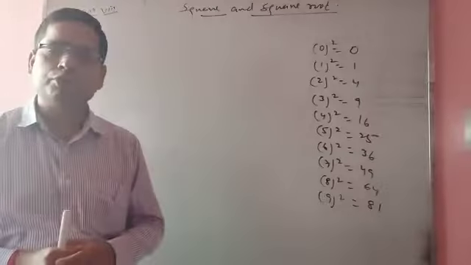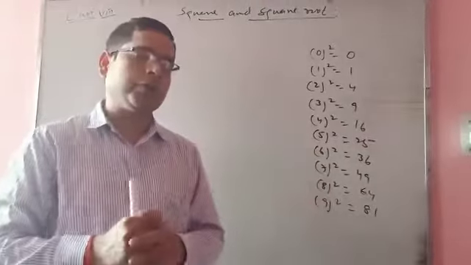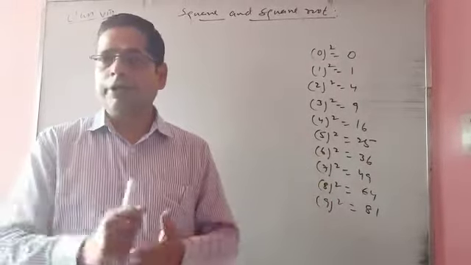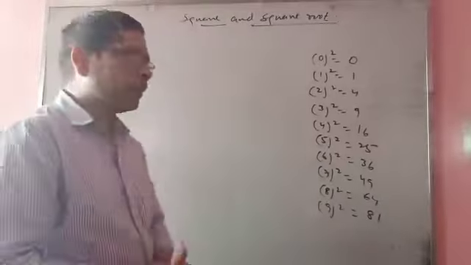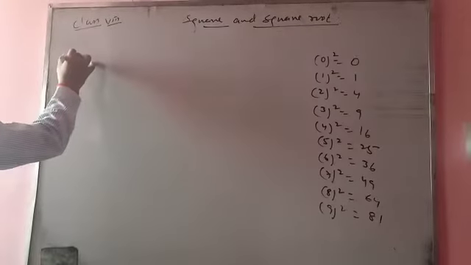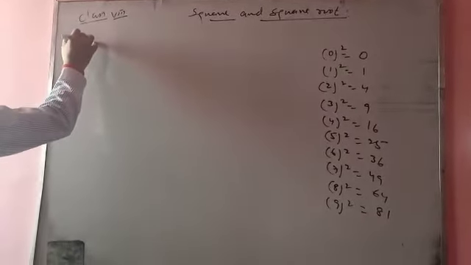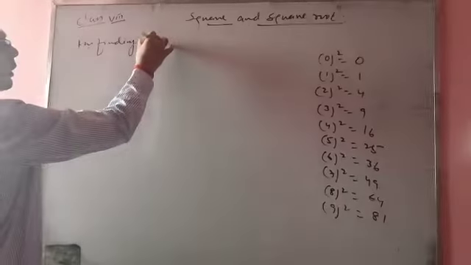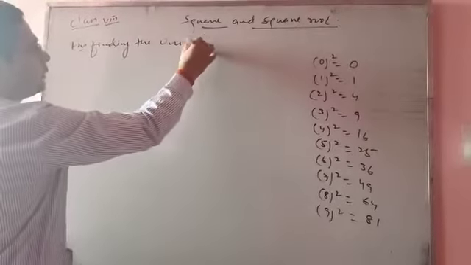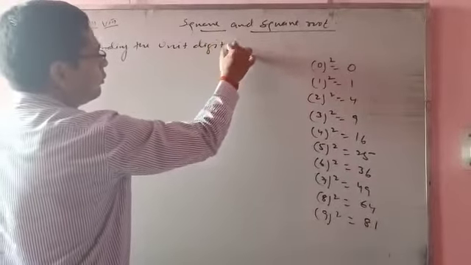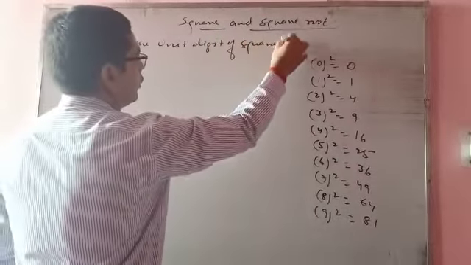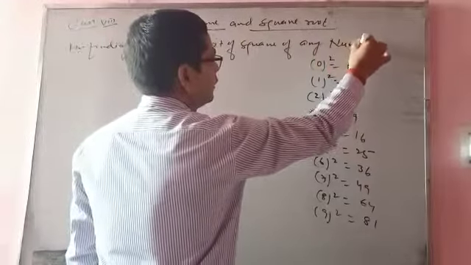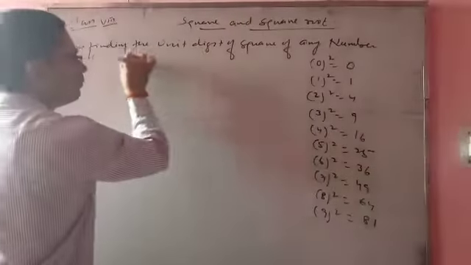किसी भी नंबर का जब स्क्वायर करते हैं तो उसका यूनिट डिजिट क्या होगा, बिना कैलकुलेशन के बताना है. कोई कैलकुलेशन करने की आवश्यकता आपको नहीं होगी. तो इसके लिए रूल्स हैं. For finding the unit digit of the square of any number. This is the topic for today.